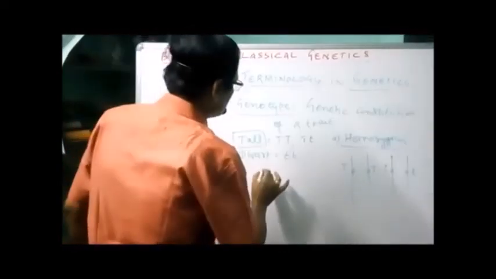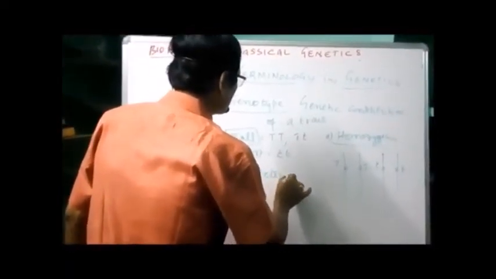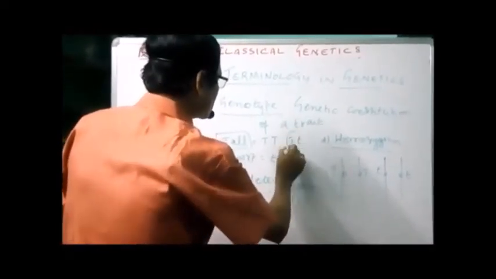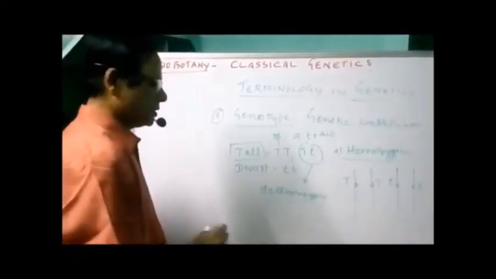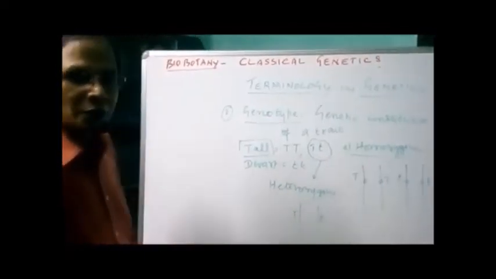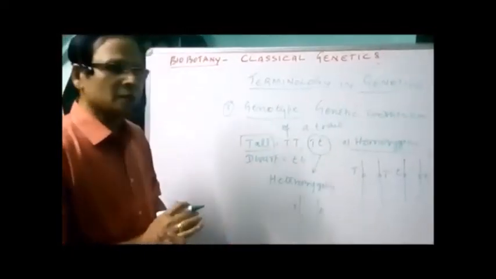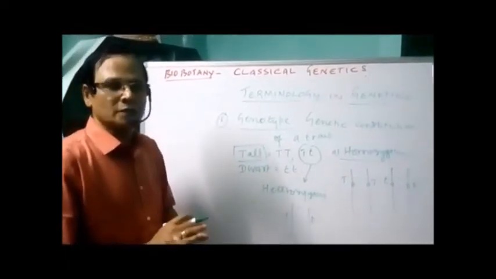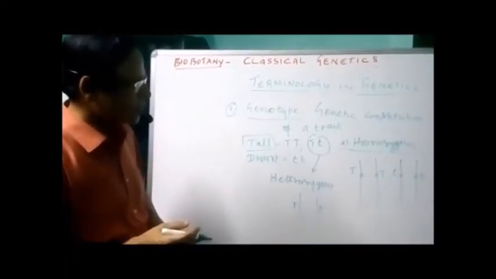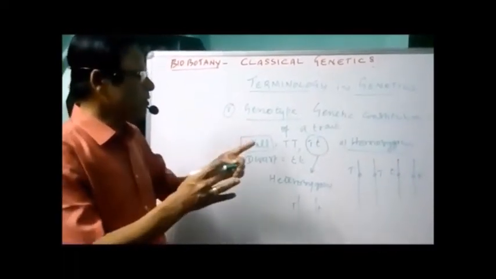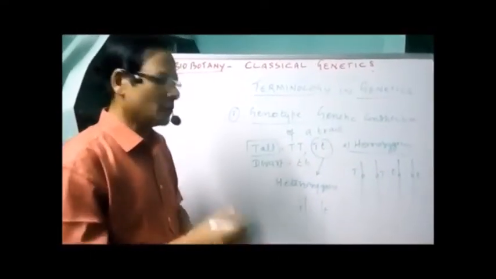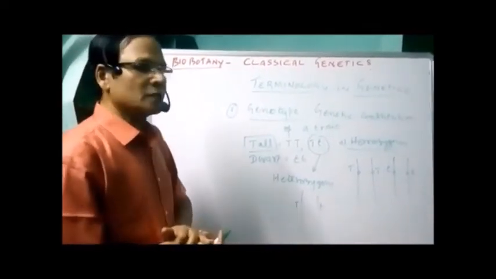Now, another genotype: the heterozygous condition. What is heterozygous? If, in the homologous chromosomes, the two genes for a trait located at a particular locus are different, then it is called heterozygous condition. Otherwise, we can say heterozygous tall. So we have the homozygous tall pea plant, the homozygous recessive dwarf plant, and also the heterozygous tall pea plant.